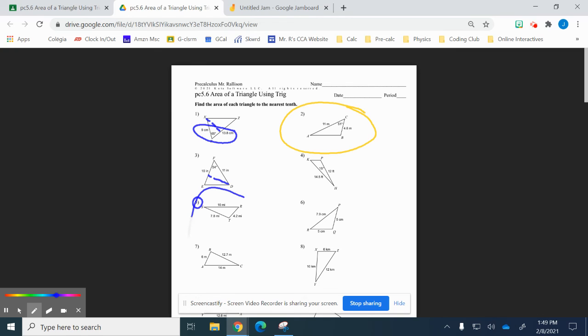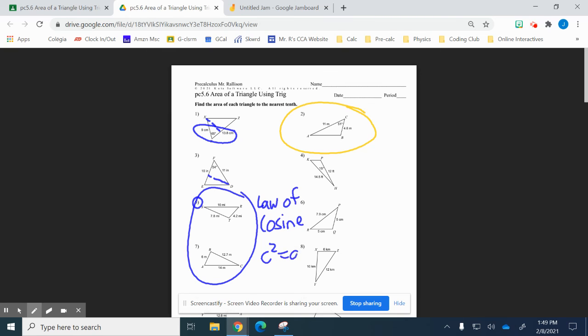So for both of these, the first thing you have to do is find one angle. And you can use the law of cosines to find an angle. And just to refresh your memory, the law of cosines is c squared equals a squared plus b squared minus 2ab cosine of C, which is the angle opposite this side, right? So there's that, and I have to rush.